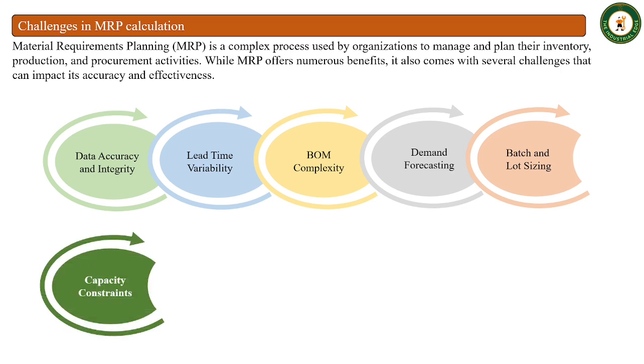Sixth, capacity constraint. MRP systems may not always take into account production capacity limitations, leading to plans that cannot be feasibly executed. Overloading certain work centers or machines can disrupt the production schedule and cause delay.